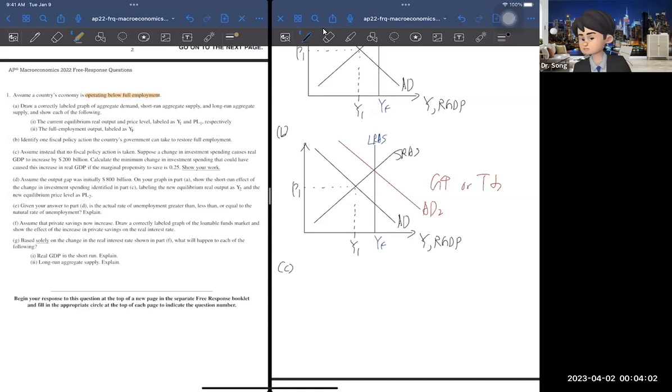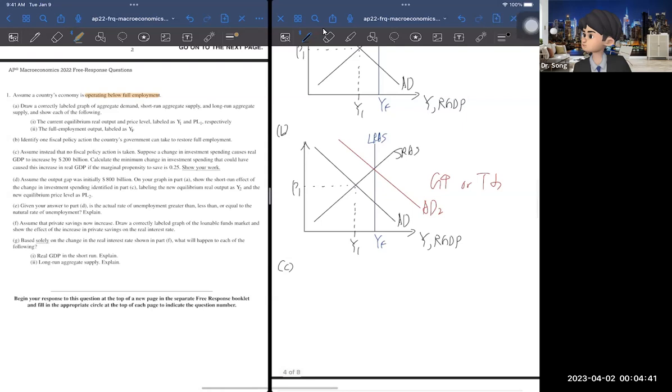Assume instead that no fiscal policy action is taken. That being said, the government doesn't do anything. They don't touch the tax and they don't touch government spending. But suppose a change in investment spending causes real GDP to increase by $200 billion. So it's the same situation, but caused not by the government but by companies. Investors spend more than before, so the GDP increased by $200 billion. Calculate the minimum change in investment spending that could have caused this increase in real GDP.